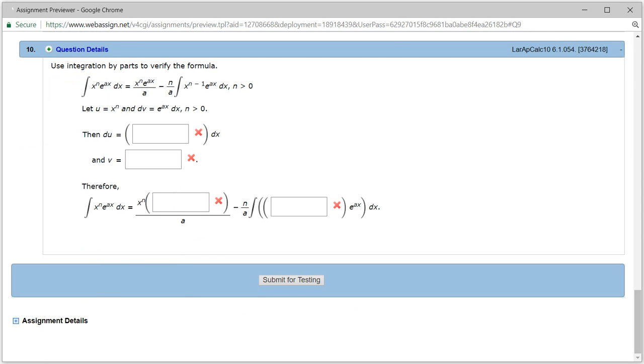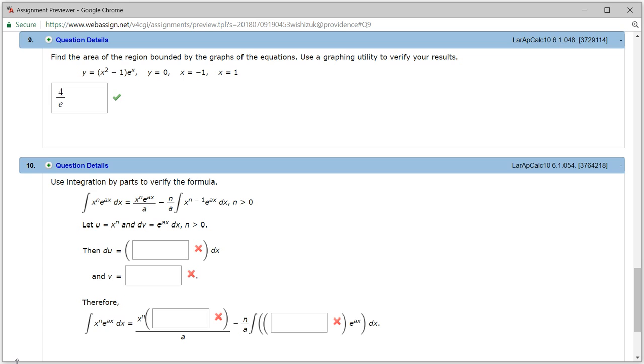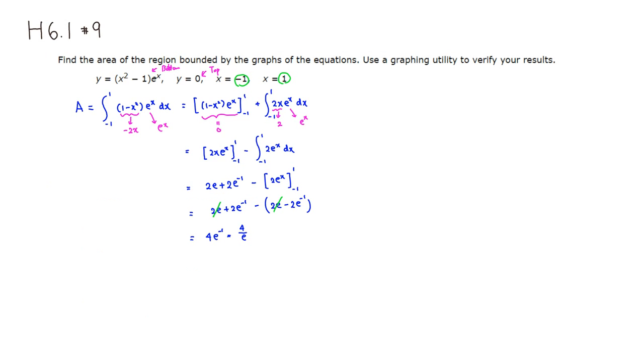Check the answer. All right, it came back and looks like we got this one correctly. All right, that's it. I hope that this was clear.